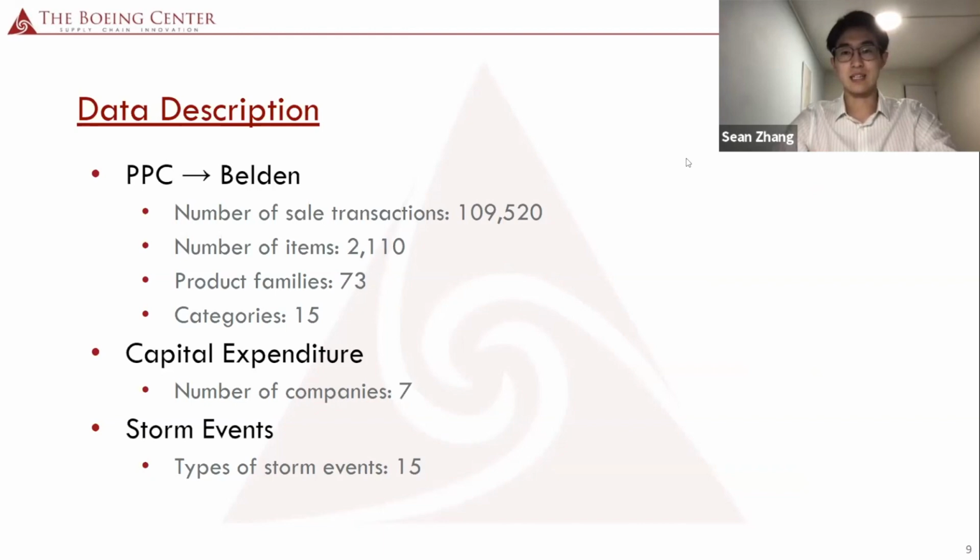And the second data set is this capital expenditure data, also known as CapEx data. It's third-party market data, and it has some financial data of 7 companies. Finally, storm events data that we collected from this weather website called NOAA as input factors in our machine learning model.